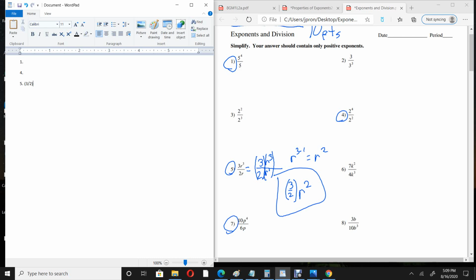That's my fraction. And we're just going to keep the variable right next to it because that implies multiplication. R, but we'll go ahead and put it in parentheses. R to the second power. Remember, the little arrow is how you write your exponent. Boom. So 3 halves times r squared would be our final answer right there.